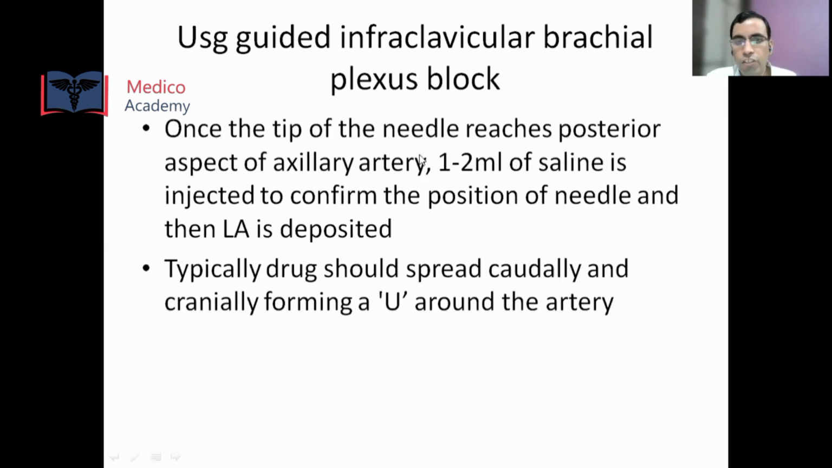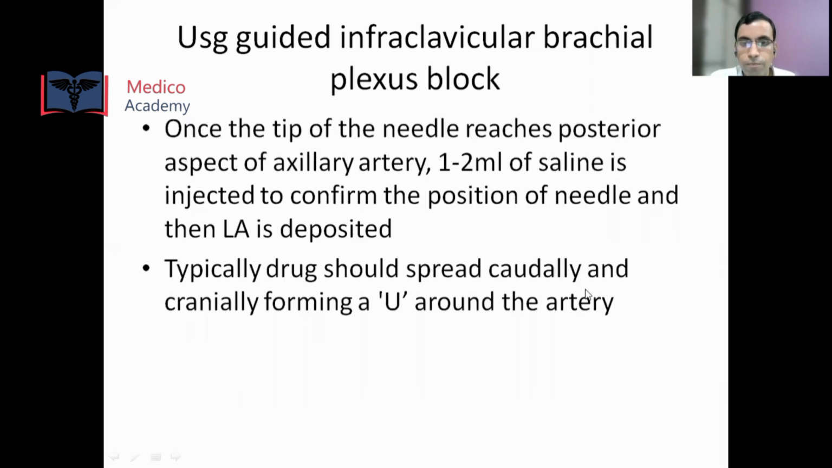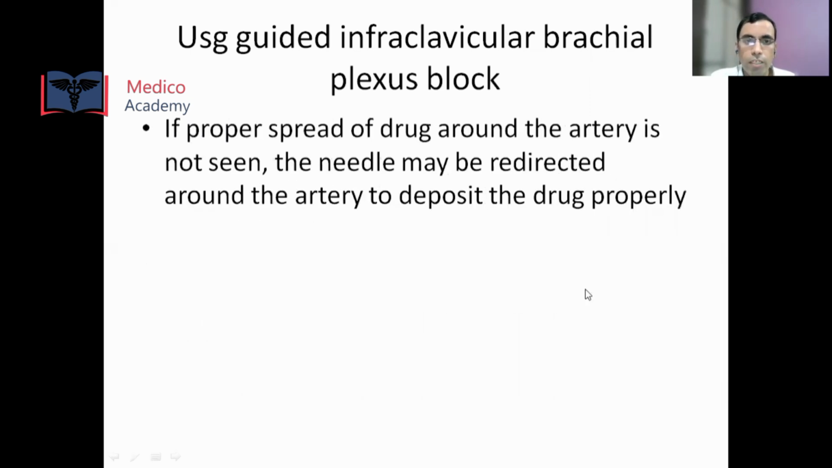Once the tip of the needle reaches the posterior aspect of the axillary artery, 1 to 2 ml of saline is injected to confirm the position of the needle, and then local anesthetic is deposited. Typically, the drug surrounds the axillary artery in a U-shaped fashion. If proper spread of the drug around the artery is not seen, the needle may be redirected around the artery to deposit the drug properly.